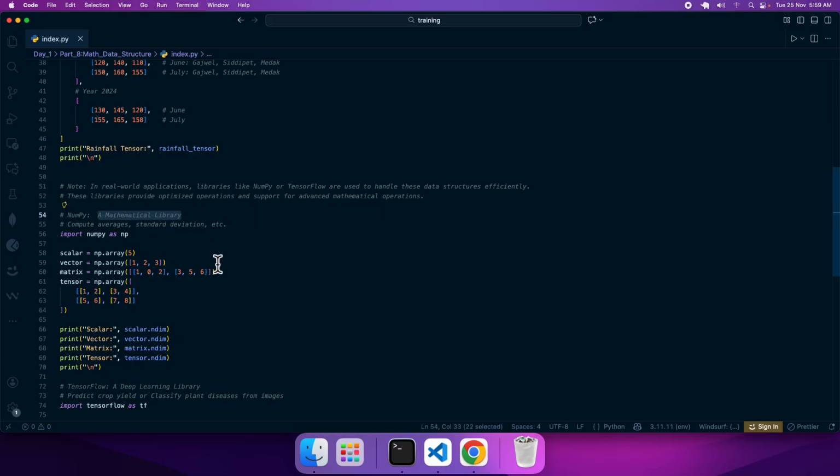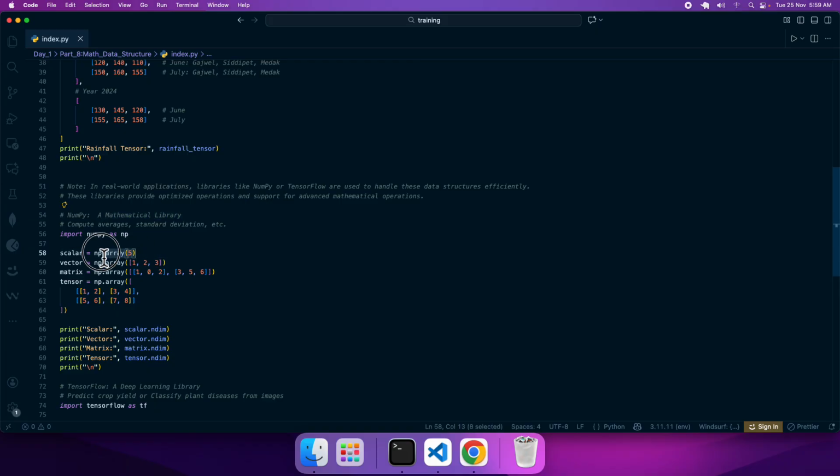Now comes the question, when should I use NumPy? Well, if you want to compute some average, standard deviation, mean, median, mode, inference, these can all be done easily with the help of the mathematical library called NumPy, which is very important.